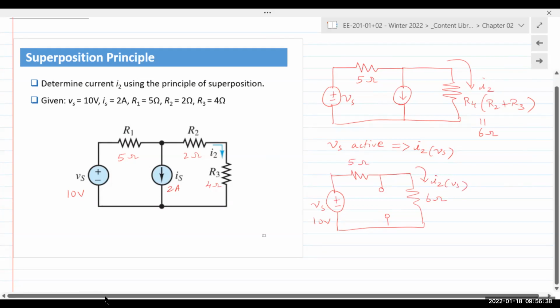Because the current source is removed, the node between the 5 and 6 ohm resistance does not have a third connection, and so they are in series. I can combine those series resistances into one, which is 11 ohms, and simply apply Ohm's law. So I2 due to Vs is 10 divided by 11, which comes out to 0.909 amps.